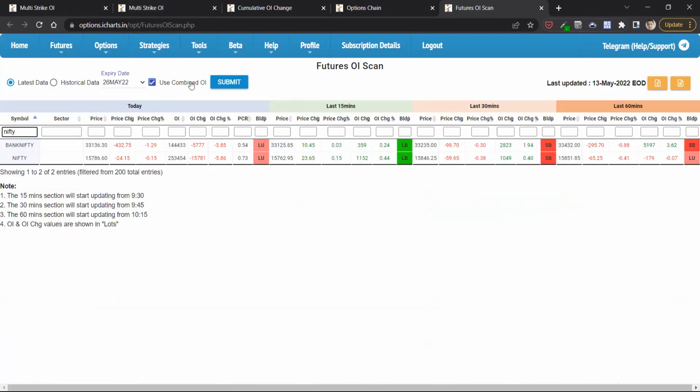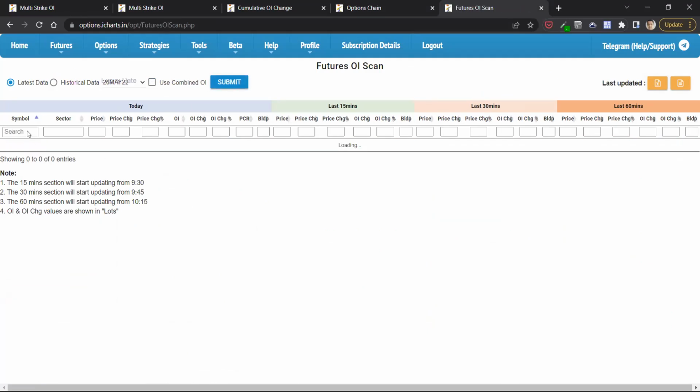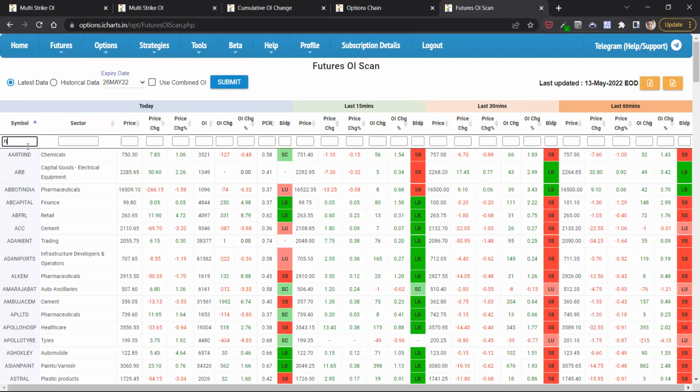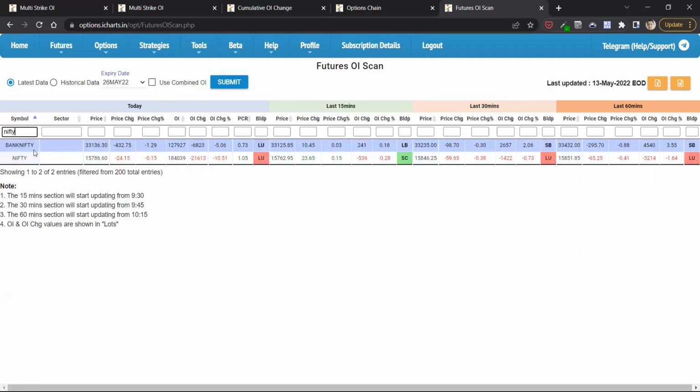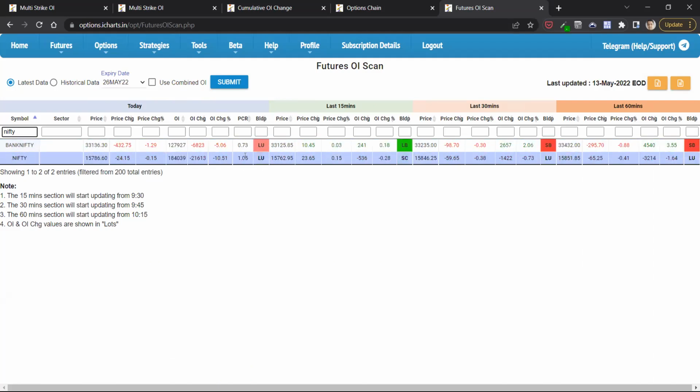Now this is the combined PCR for combined OI. If you want only the selected strikes, you can select this. These PCRs are just the PCRs for this script for this selected expiry. If you enable combined OI, then you will get combined PCR. Combined in the sense all 3 months open interest is added up, and that is used to compute the PCR. So you can check here also.